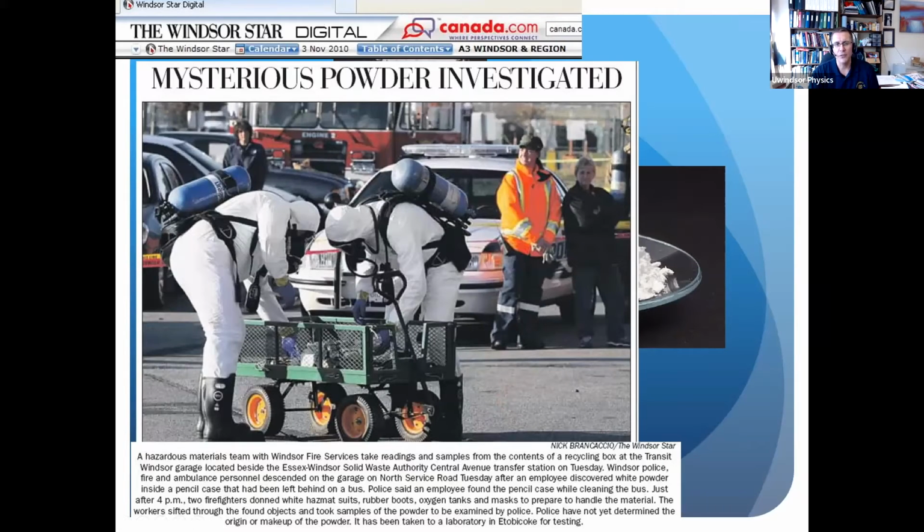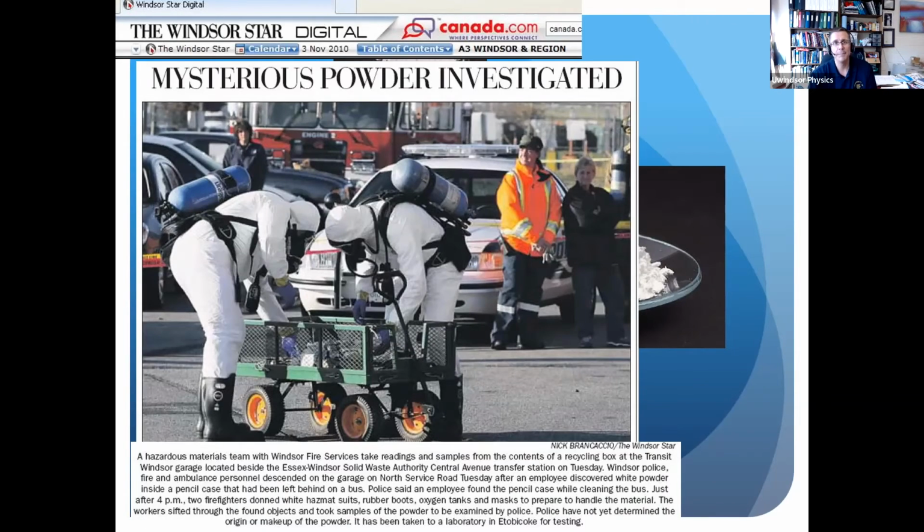They have to call the fire department. The fire department comes out with their hazmat gear. They shut everything down for hours and hours. And then police have not yet determined the origin or makeup of the powder. It has been taken to a laboratory in Etobicoke for testing because they have no way of testing it on site. They come out in the hazmat, they sample it, they clean it all up. Maybe it shuts down your commute to work, 8 hours, 12 hours, who knows? No answer. Why can't these guys in the white suits tell you right now, no, it's powder, you're fine?